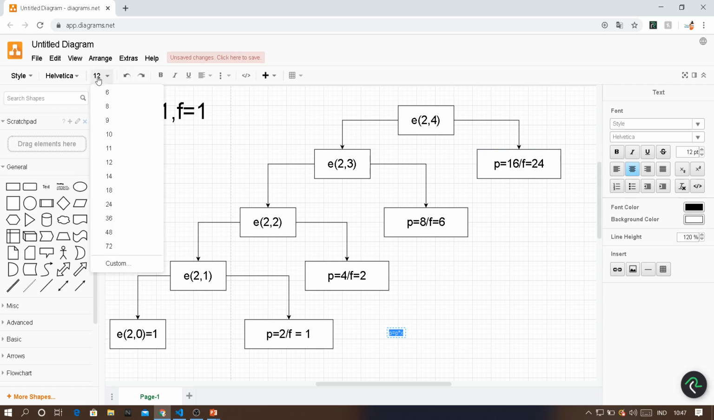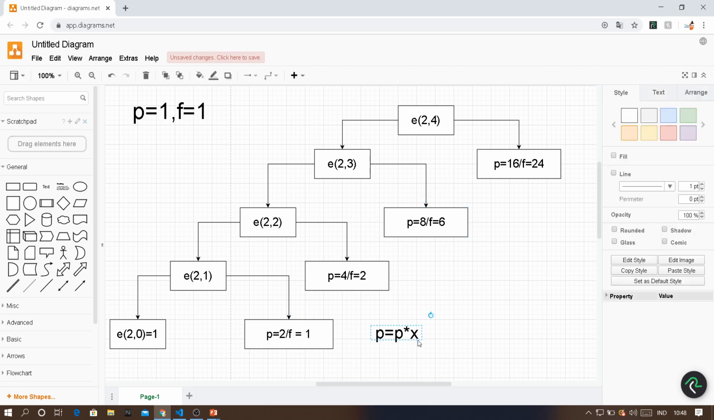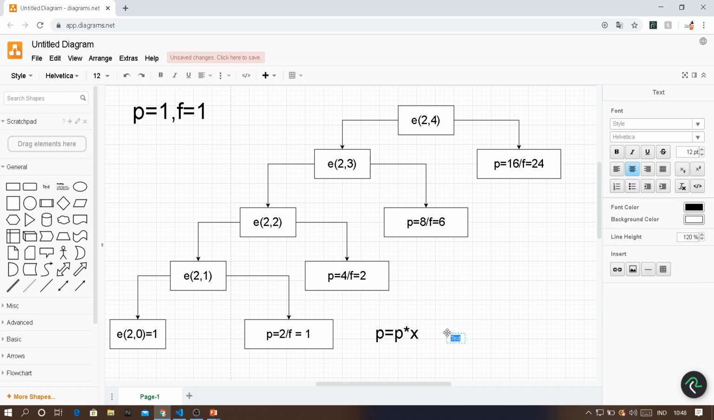Okay, so I can just maximize this for you. The general formula I can give here is p = p multiplied by x, because the p value is already 1. So p multiplied by x, what is it? 1 multiplied by 2 is 2, which is the p value here. Then coming here, the existing p value is 2, so 2 multiplied by 2 is 4, 4 multiplied by 2 is 8, 8 multiplied by 2 is 16. So we keep on multiplying by the respective x value. Okay. Next, what will we be doing?